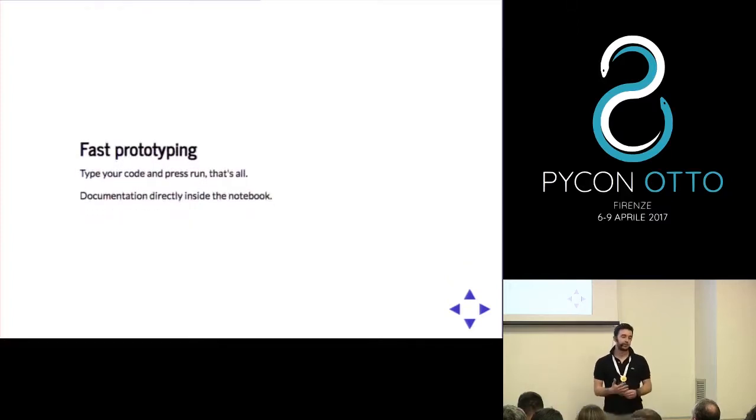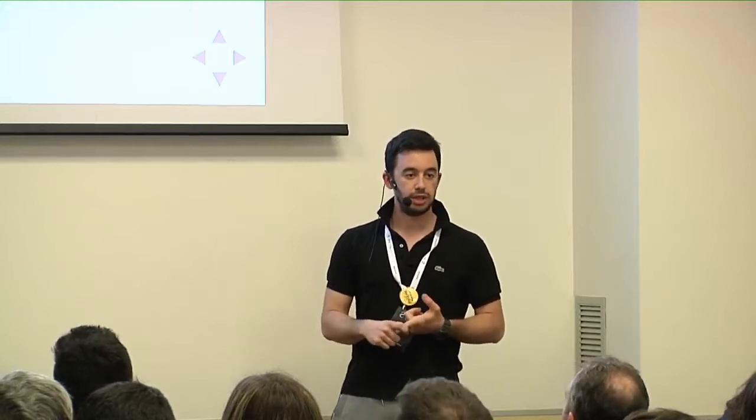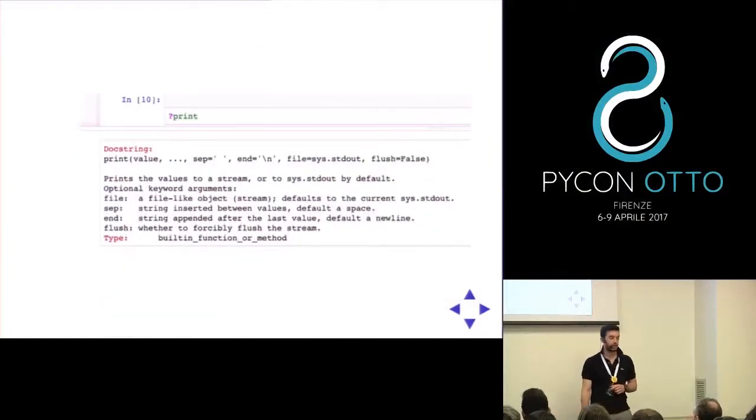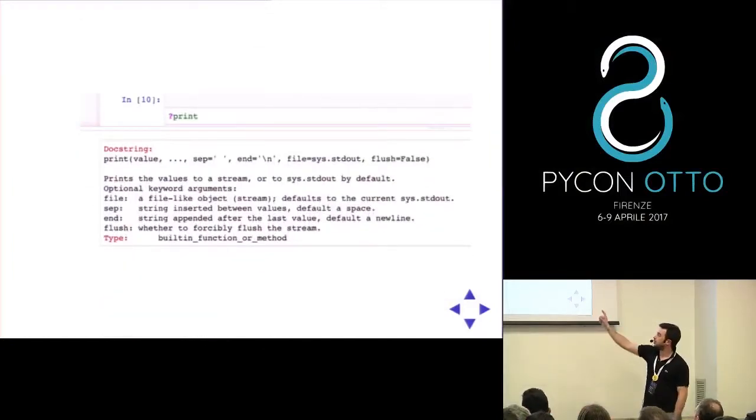Yeah, also about fast prototyping. As you can see, you just need to put your code inside the cells, and then you need to press play, and that's all. And then you have the output of your code. You also have direct access to the documentation. You just need to put the question mark before the name of the function or of the method, like this. You get the docstring of the function directly inside the browser.